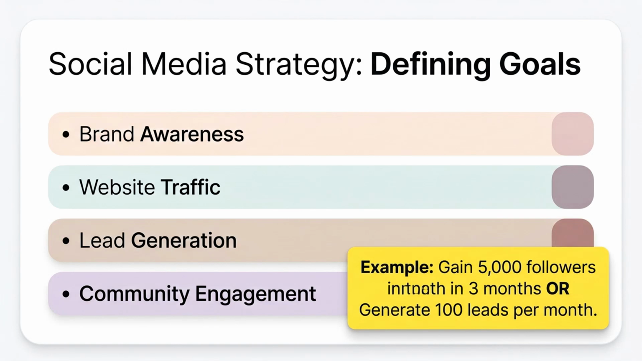For instance, a vague goal simply won't cut it in today's competitive landscape. You need highly measurable targets. Setting a specific objective, like gaining exactly 5,000 followers in 3 months, or generating 100 qualified leads per month, dictates exactly what type of content you need to produce to hit those numbers.